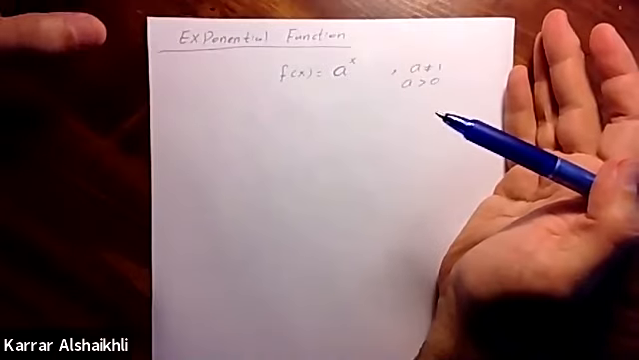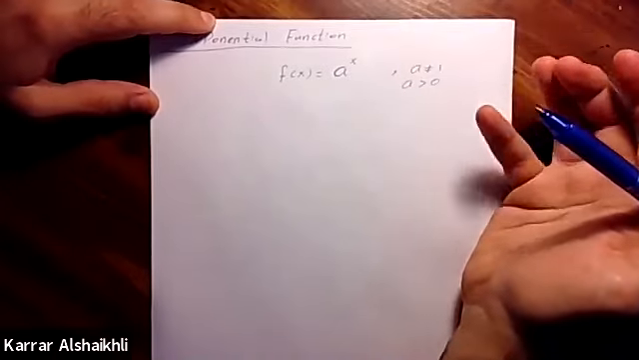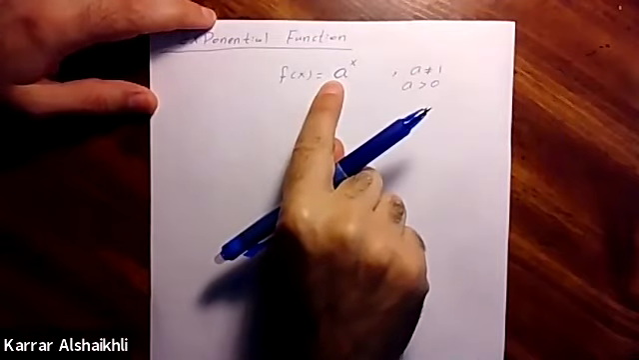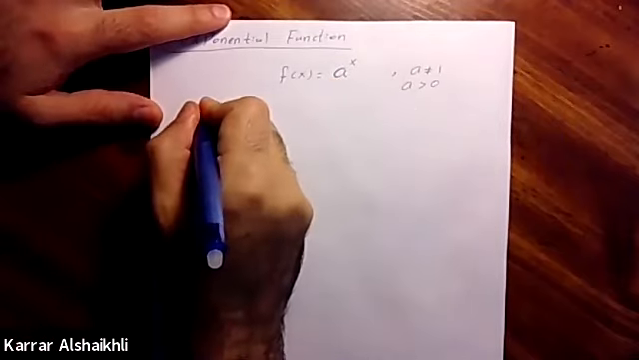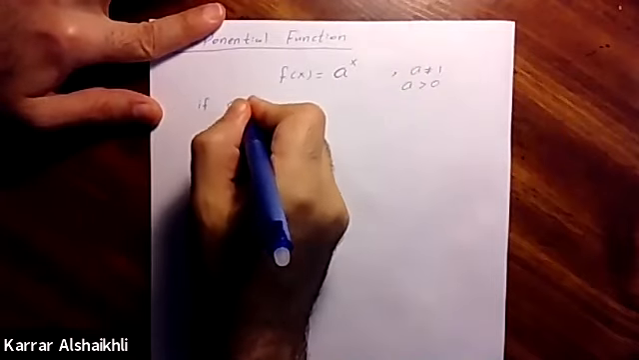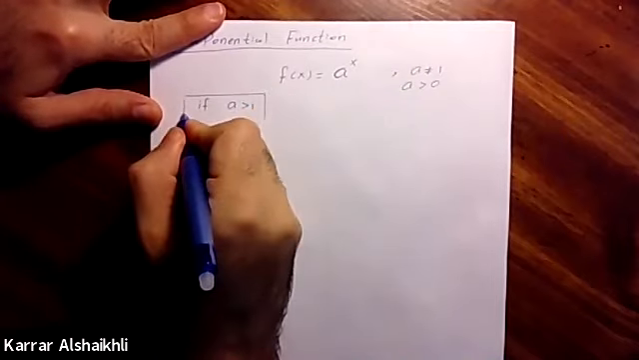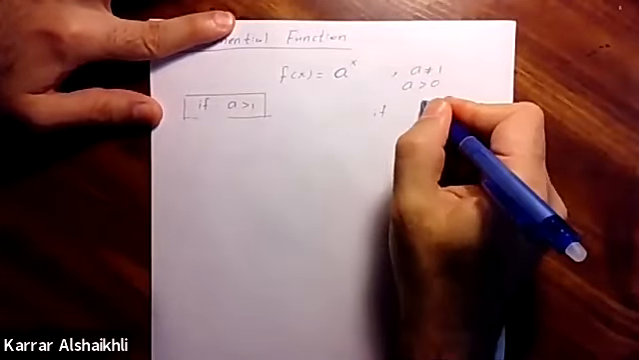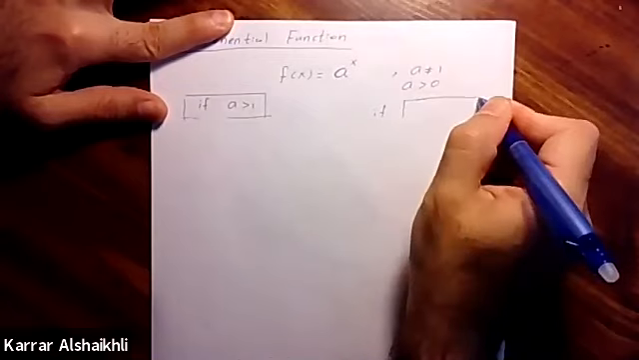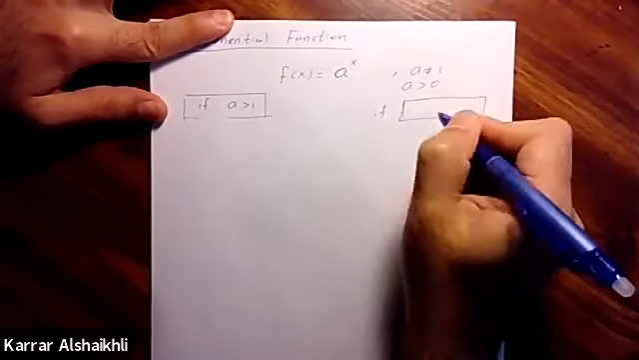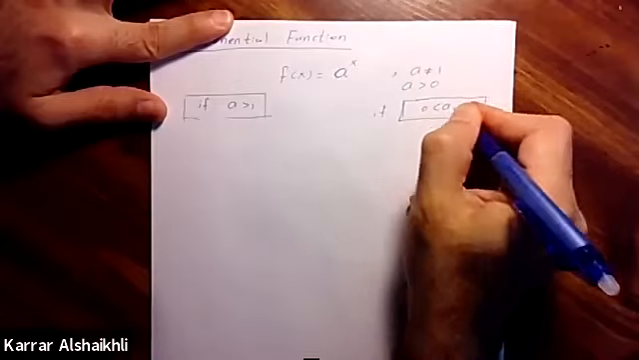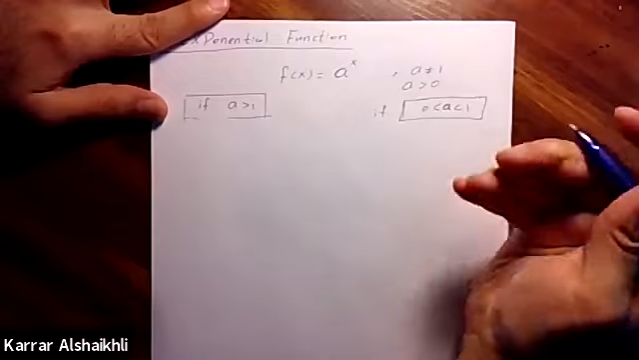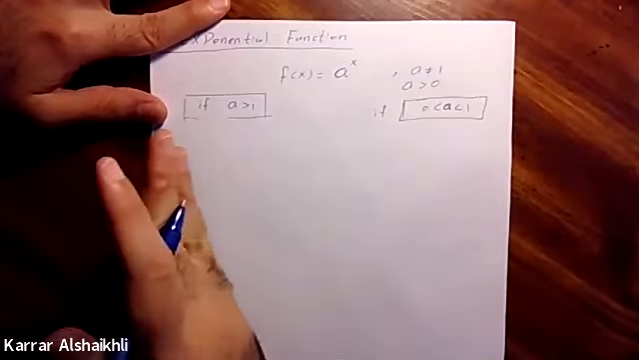So now we will learn how to graph it. We have two options to find the graph. If a is a number greater than 1, this is the first condition. And if a is a number between 0 and 1, that means a decimal number, we will see a graph here and we will see a graph here.